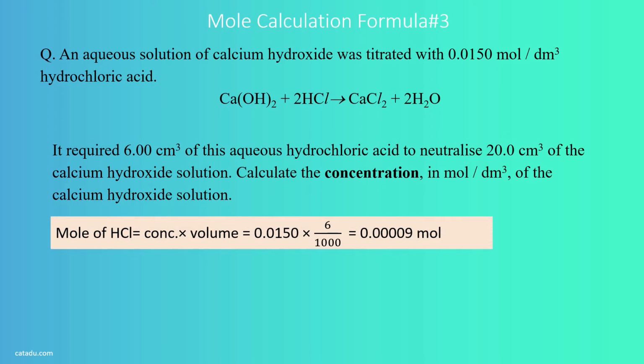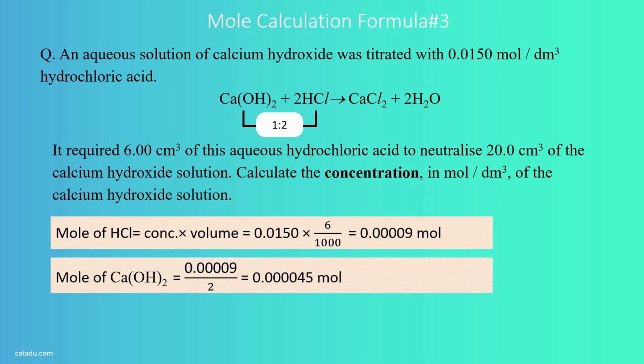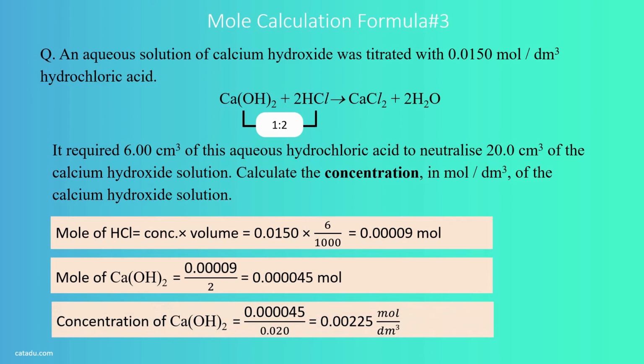0.00009 mole. Mole of calcium hydroxide is just half of the mole of hydrochloric acid, because the ratio is given 1:2. Moles of hydrochloric acid is 2, mole of calcium hydroxide will be 1. So using this ratio we are finding the moles of calcium hydroxide. Volume of calcium hydroxide is given as 20 cm cube. We have to convert it to dm cube, that is 20 divided by 1000. We are getting 0.020. So mole divided by volume, we are getting the concentration of calcium hydroxide.